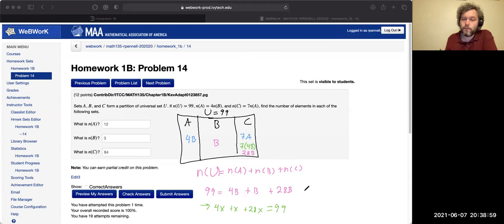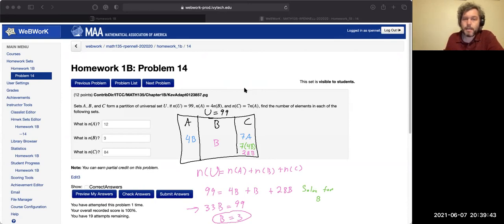Okay. From there, you can solve for B. Now what you'll do is you'll add these up. I'm going to get rid of the x part. So we got 4, 1, that's 5, plus 28, 33. So I have 33 B's equals 99. I can divide both sides by 33, and I get B equals 3. So there we go. Now I know what that equals.